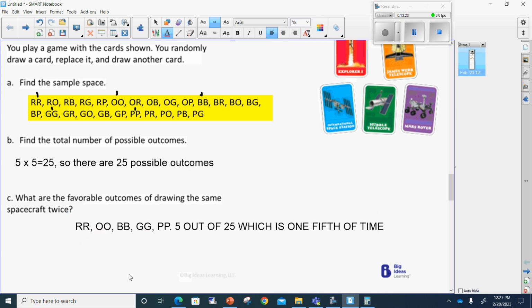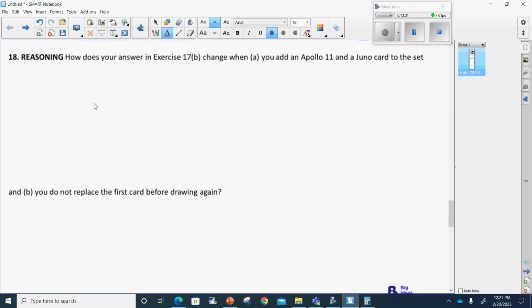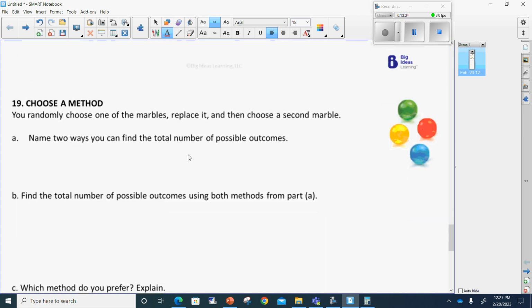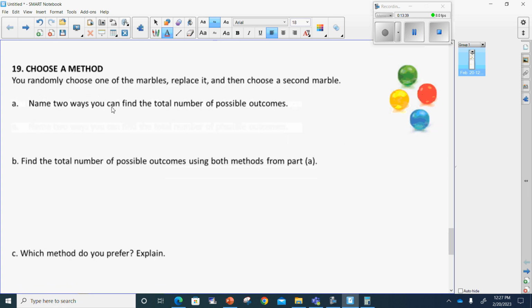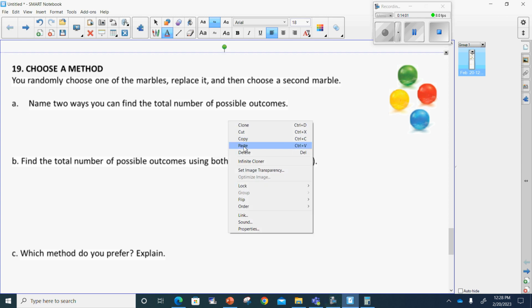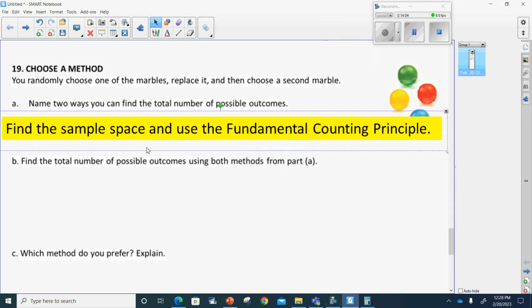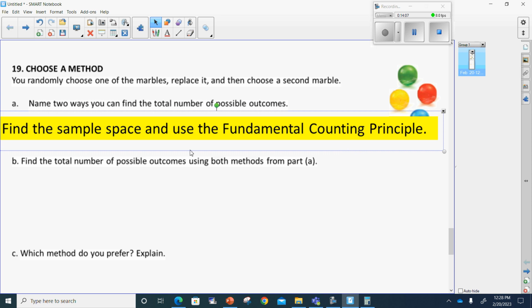All right, let's go to number 19. You have number 18 to do. Choose a method. You randomly choose one of the marbles, replace it, and choose a second marble. Name 2 ways you can find the total number of possible outcomes. Well, one way we know of is taking one marble and replacing it for a second. So that's going to be 4 times 4, which is 16. Or you could just make a sample space and look at it that way. So finding the sample space and using the fundamental counting principle would be the answer there.